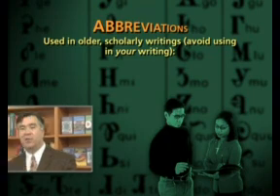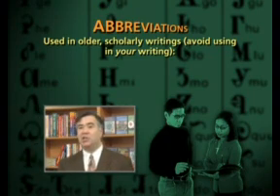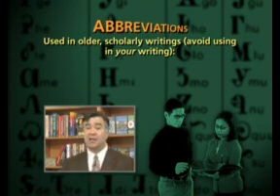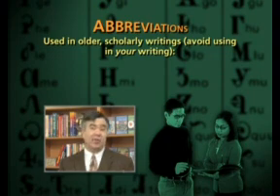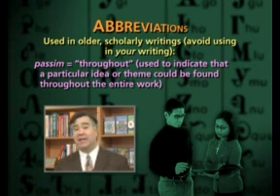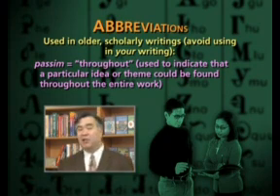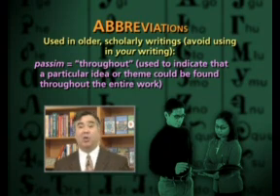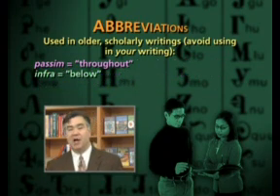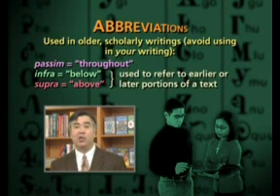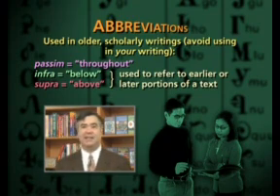Finally, in older scholarly writings, you may encounter a few other abbreviations or Latin words that you should know, although they're no longer generally used, and you should avoid using them in your work. But you may find them helpful in interpreting an older work of scholarship that you might come across. Passim means throughout. It was formerly used to indicate that a particular idea or theme could be found not just on one or a few pages of a certain book, or even in a particular chapter, but rather throughout the entire work. Infra means below, and supra means above. In older scholarly works, these Latin words were used to refer to earlier or later portions of a text.